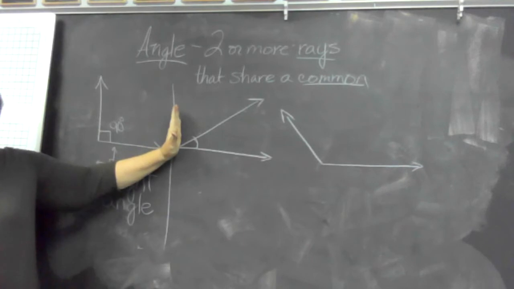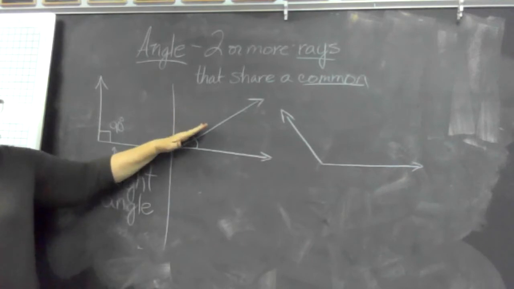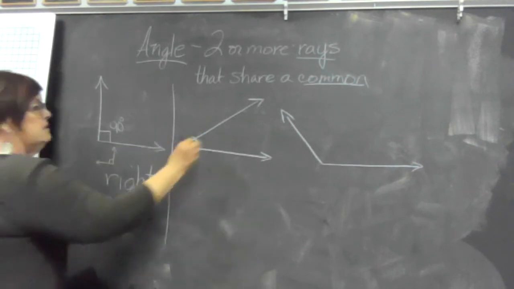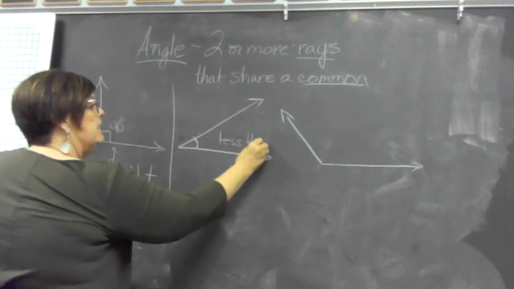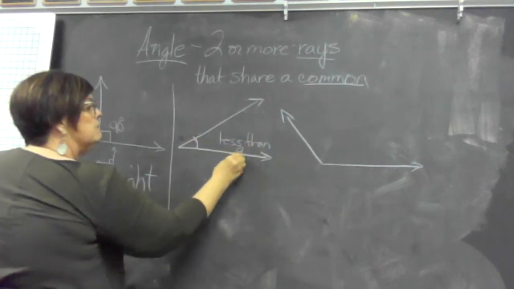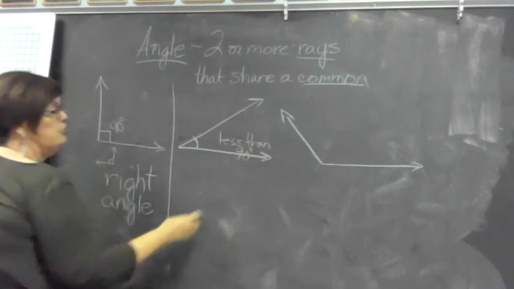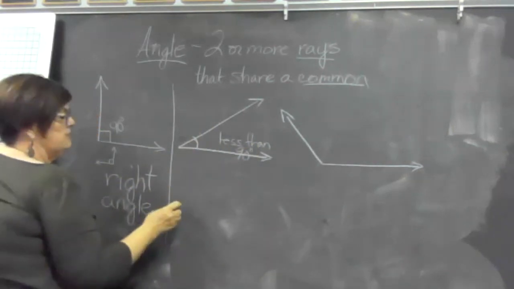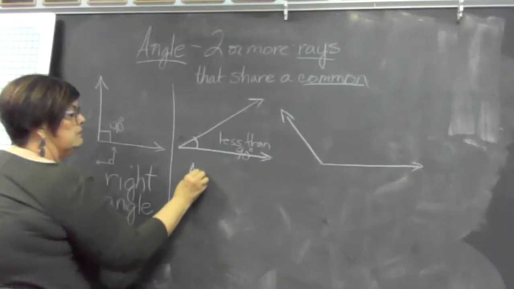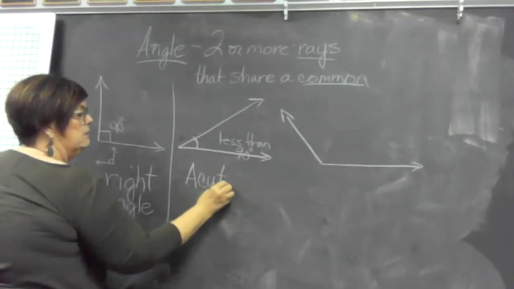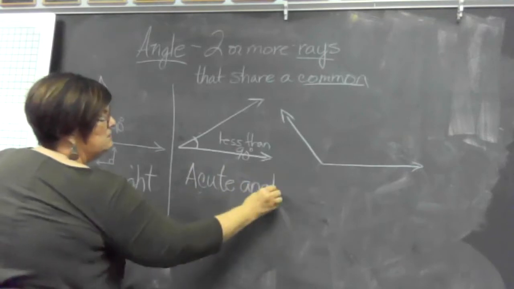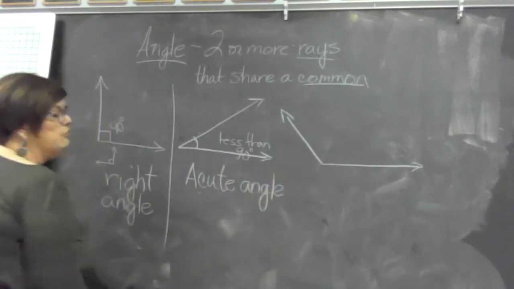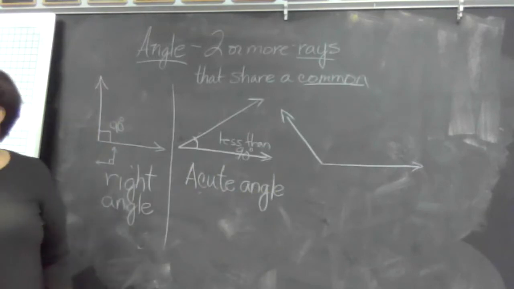You notice here that a right angle would be here. That's 90 degrees. So can you see that this is going to be less than 90 degrees? Less than 90 degrees. We do use the little degree mark. This is called an acute angle. It could be anything less than 90. Any degrees less than 90.